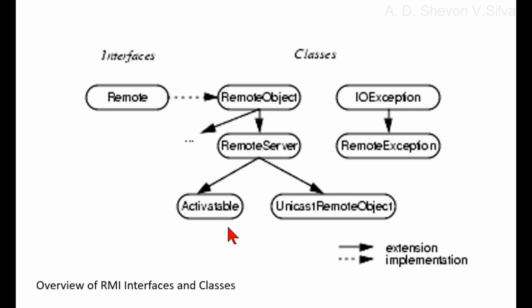Here you can see that RemoteObject implements Remote, RemoteServer extends RemoteObject, and Activatable extends RemoteServer. UnicastRemoteObject extends RemoteServer. RemoteException extends IOException.